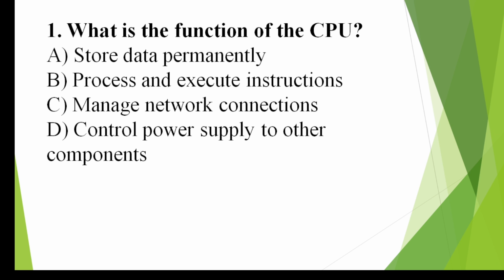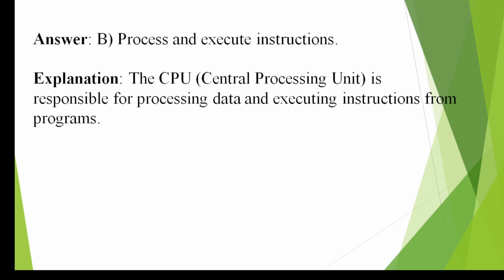Question number 1. What is the function of the CPU? A. Store data permanently. B. Process and execute instruction. C. Manage network connections. D. Control power supply to other components. The correct answer is B. Process and execute instructions. Let us see the explanation. The CPU, Central Processing Unit, is responsible for processing data and executing instructions from programs.